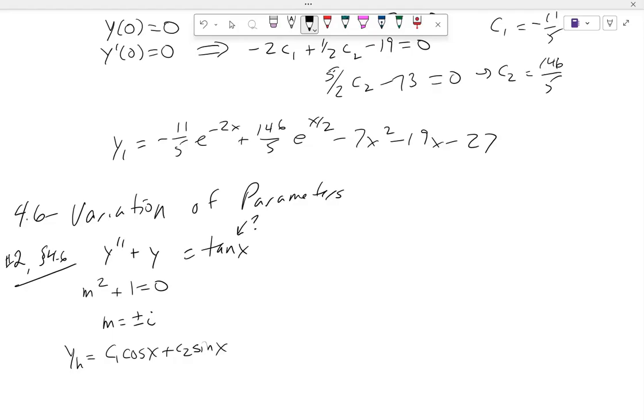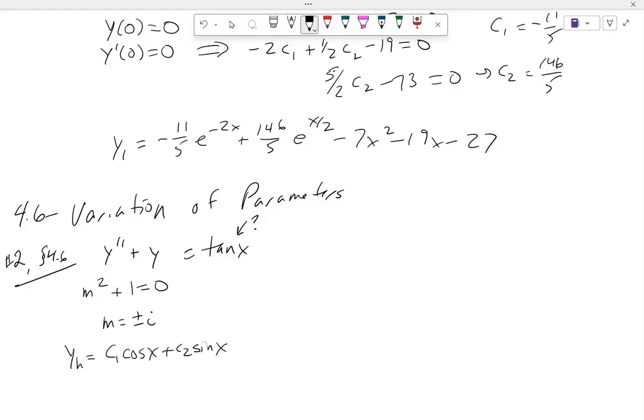Now, can our particular solution be a constant times cosine plus a constant times sine? No, because that's our homogeneous part, right? So thinking of it as a linear combination, I can't use constants times each of those things. This is why it's called variation of parameters. Typically we think of the parameters as being constants. Instead, we're going to think of them as being functions of x.